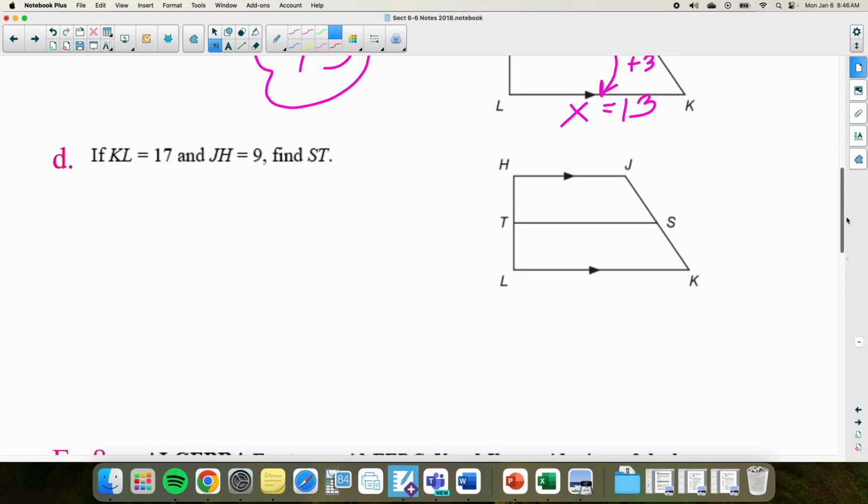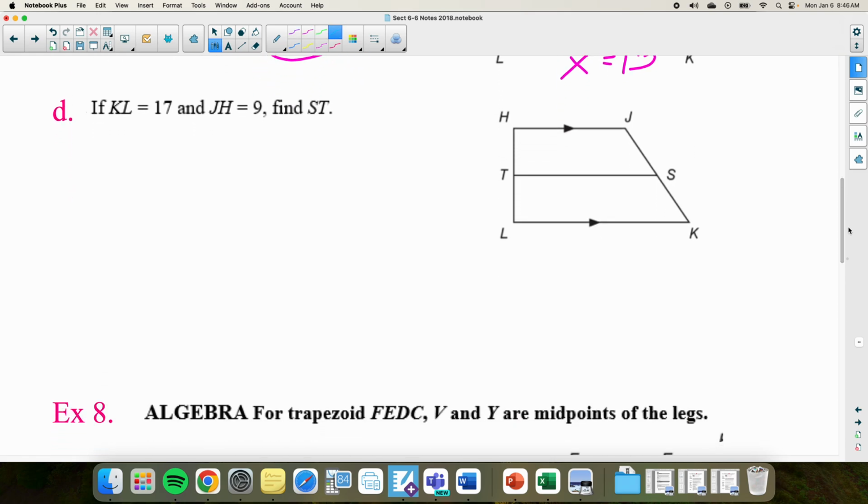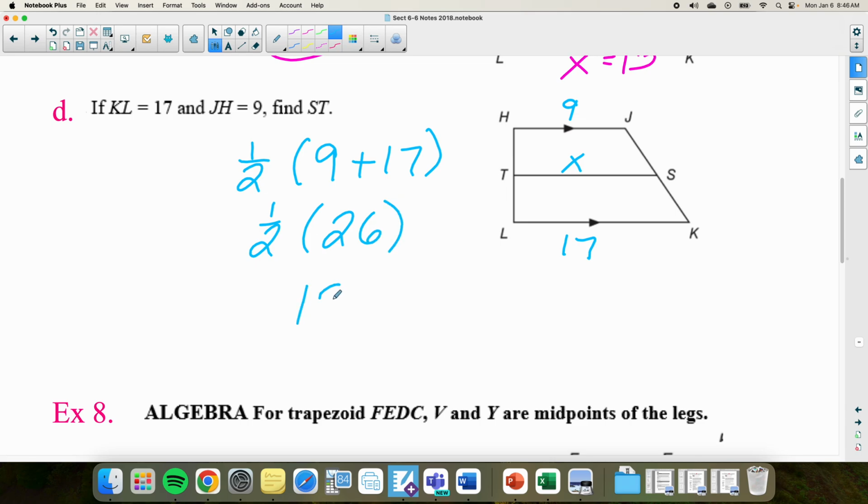Then if I go down to D, KL is 17, JH is 9. We're finding the middle, and that's when we do the 1/2 times. So it's half of 9 plus 17, which is half of 26, which is 13.